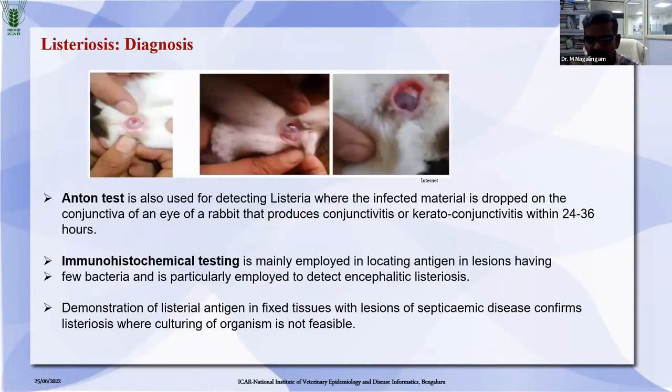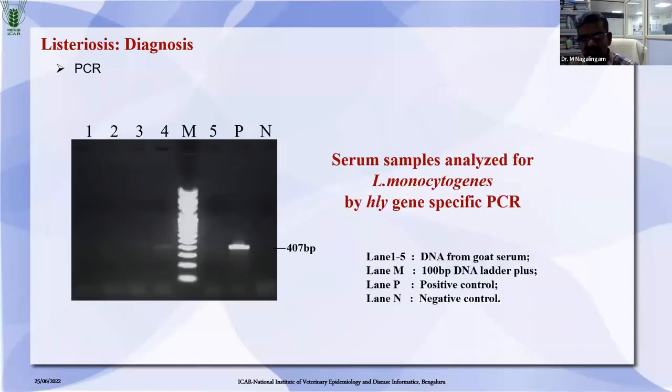In case of laboratory animals, of course, this is not practiced widely. It is called the Anton test, wherein the infected material is dropped in the conjunctiva. It causes conjunctivitis or keratoconjunctivitis in 24 to 36 hours. And other tests like immunohistochemical testing, wherein we can locate the antigen in the lesions. So these are some of the tests, and this is PCR.